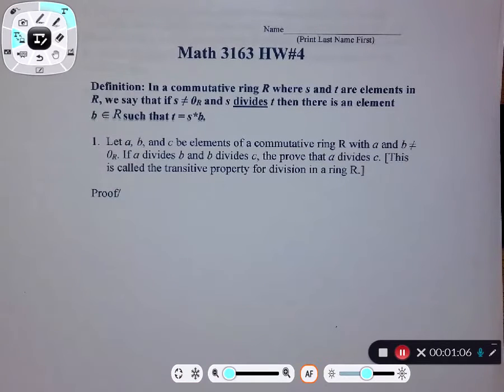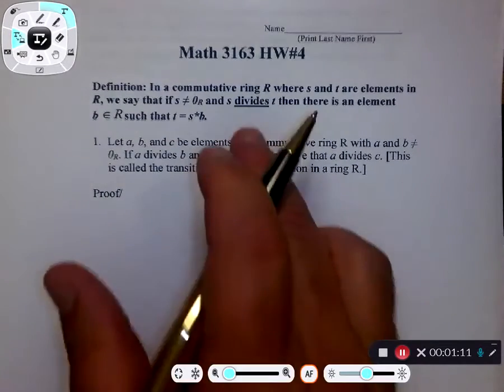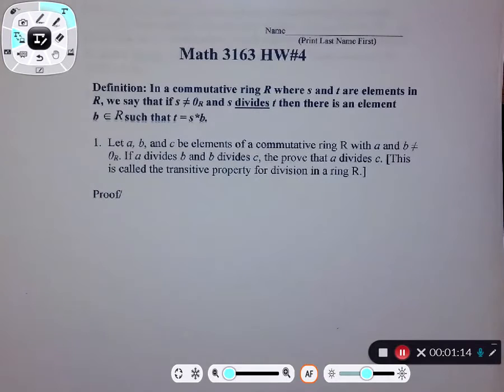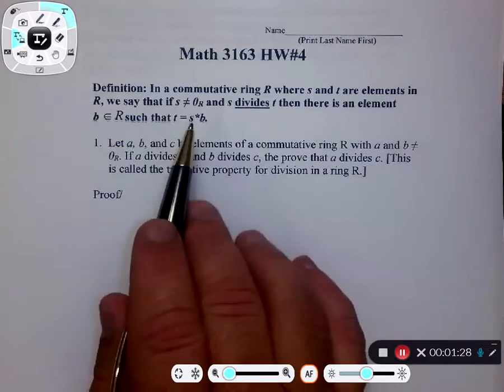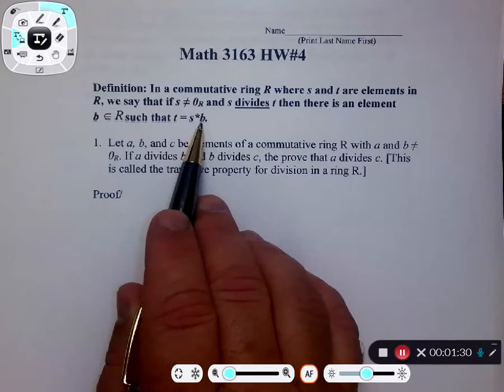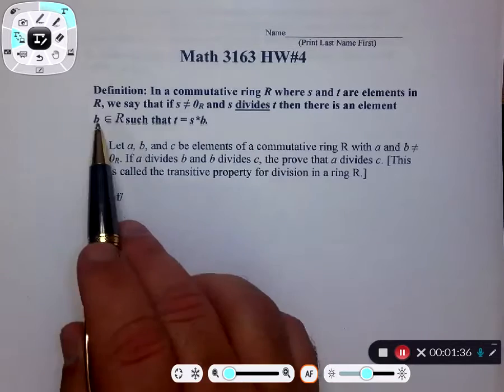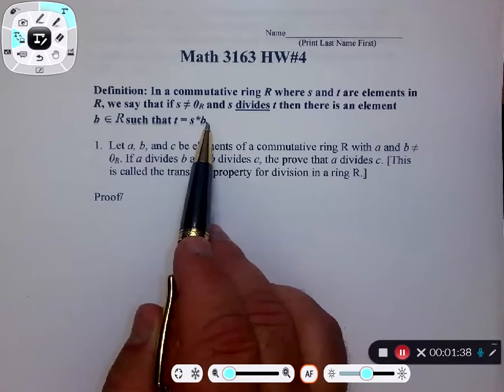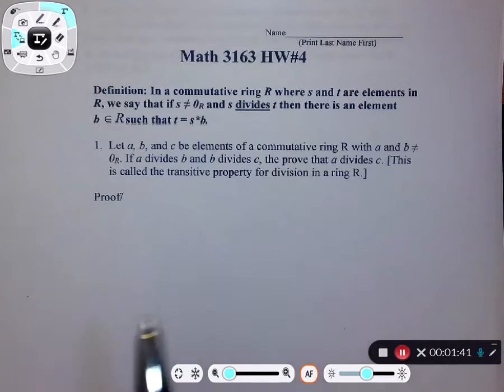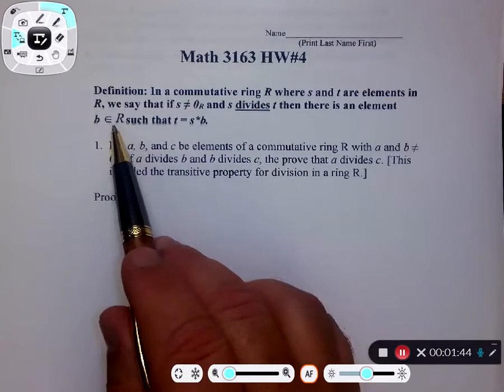So let's talk about this guy right here. We have a definition. It should be in your notes now: in a commutative ring R, where S and T are elements in R, we say that if S is not equal to the 0 element in R, and S divides T, then there exists an element B in R such that you have an equation, T equals S times B. It's the same thing with the world of integers. When S divides T as integers, there exists an integer B such that T equals S times B. But instead of saying the word integer, it's now an element in the ring R. You've got to be particular.